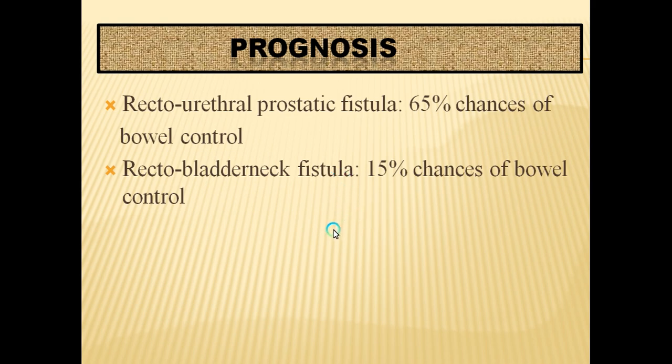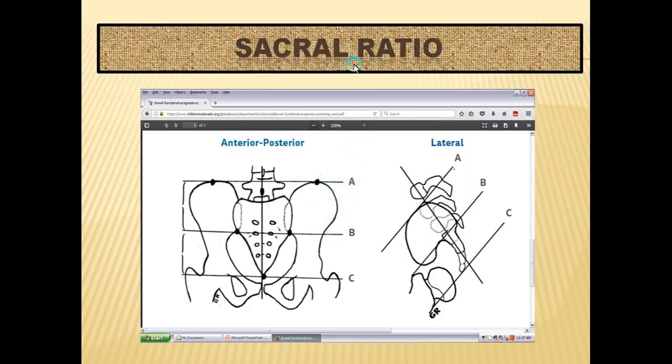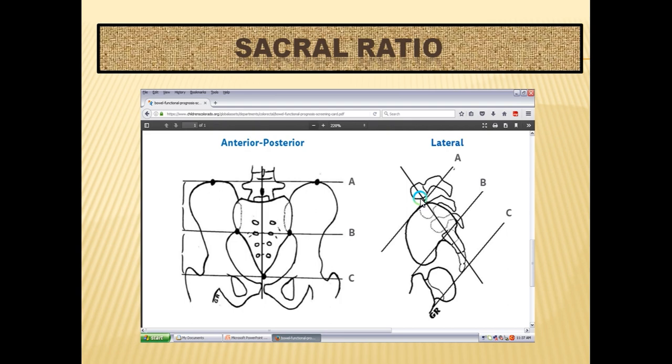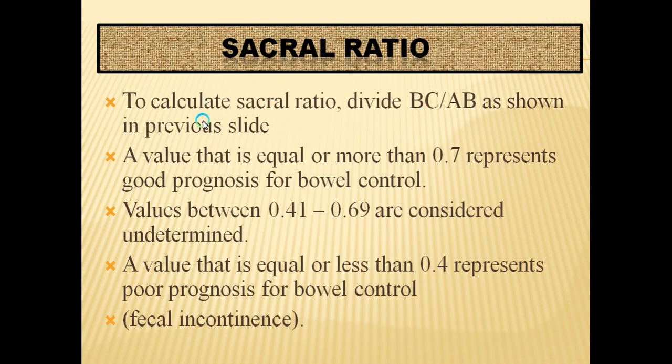So these are the different percentages based on the sacral ratio. These are all percentages which you have studied. These are the different measurements, anterior-posterior as well as lateral measurement, okay? So we have A, B and C. What you need to do is calculate the sacral ratio: we have to divide BC by AB, okay? So this is BC, this measurement divided by this measurement, BC divided by AB, okay? So this will give you the sacral ratio. Okay, you understood how to calculate the sacral ratio.